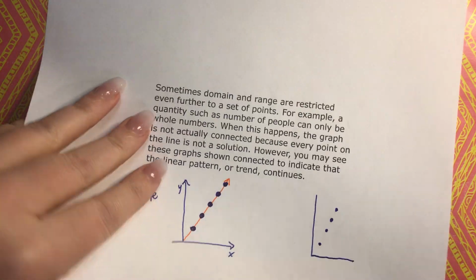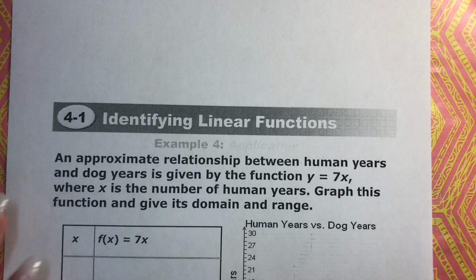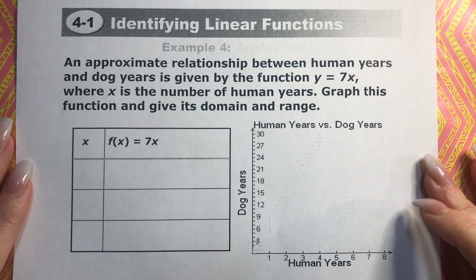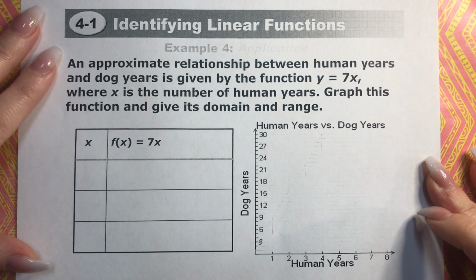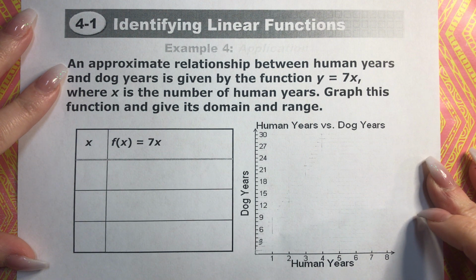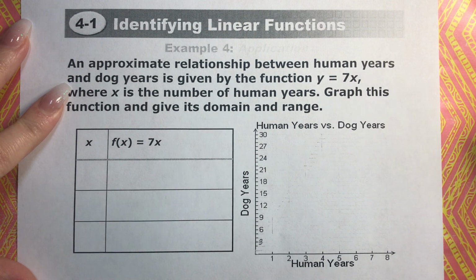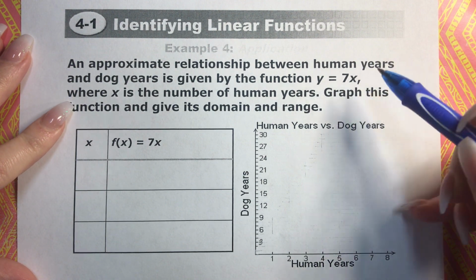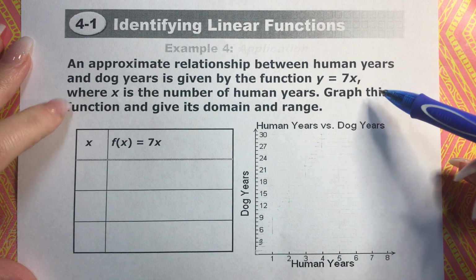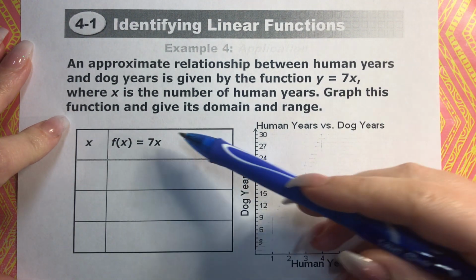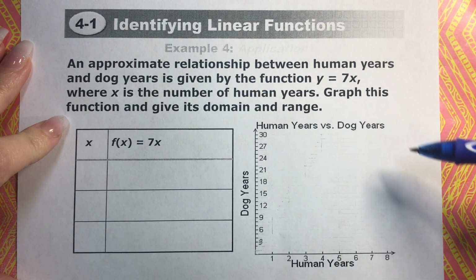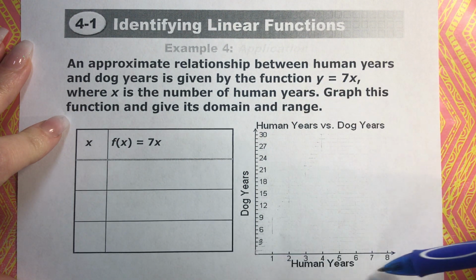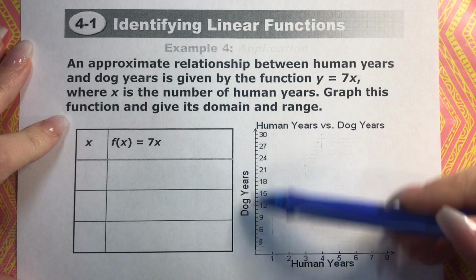All right, perfect. Let's go ahead and look at a few examples here. So example 4. An approximate relationship between human years and dog years is given by the function y equals 7x, where x is the number of human years. Graph this function and give its domain. So we're going to graph it and come up with some domain values. Notice here on the graph, the x is human years, so the x-axis is human years. The y's represent dog years.